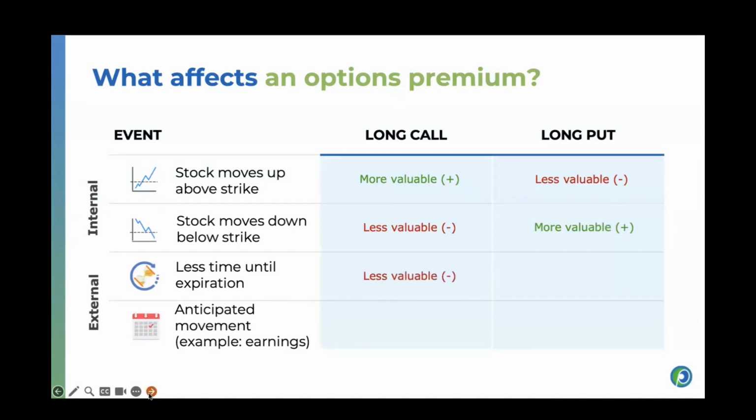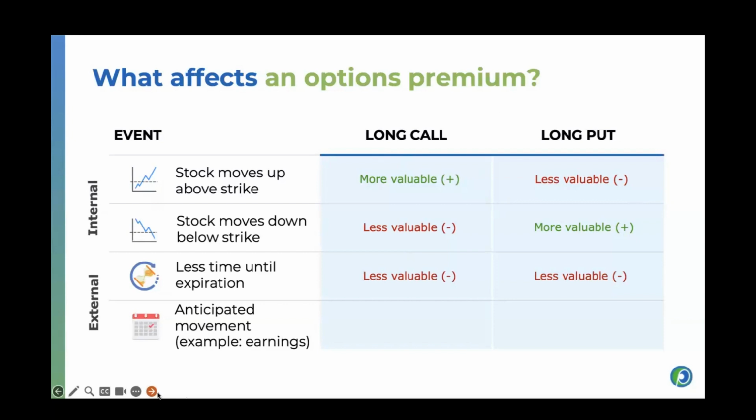If there is less time until expiration, remember these are long options, so purchased options, both will be less valuable because time is depleting, and that, as much as I would like to, cannot go back in time. So therefore, it's a decaying factor.